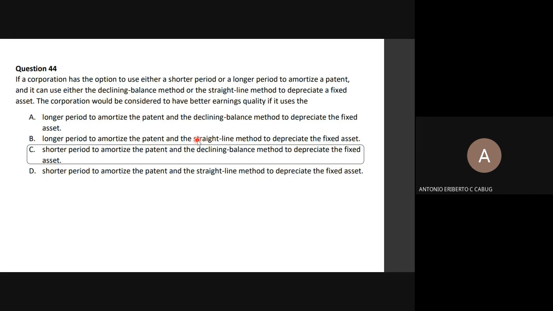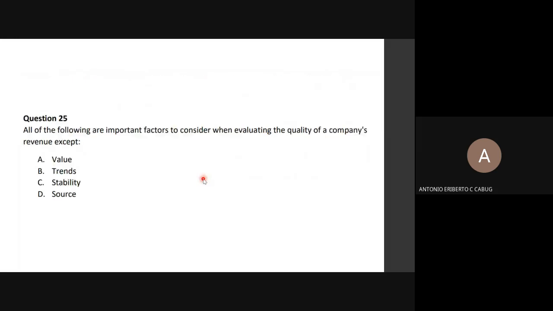Where will the income be smaller now? With a shorter period to amortize, income will be smaller. With double declining balance, income will really be smaller now. That is easier to defend in the future. That is earnings quality. I'll give you 30 seconds for this one.